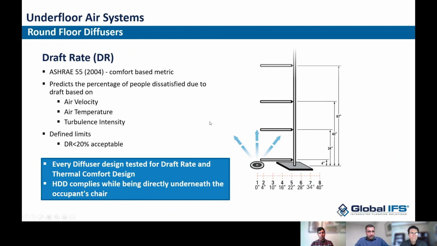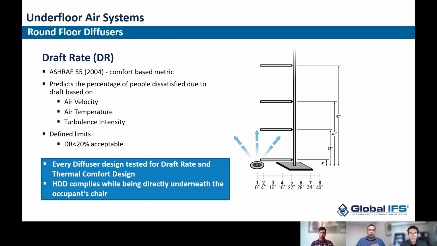A draft rate test has our diffuser designs measure velocity, temperature, and turbulent intensity going vertically up and horizontally away from the diffusers. What we found was, because of how slow the air comes out of the displacement diffuser, you could literally be sitting right on the diffuser with the chair directly above it, and the majority of your occupants, more than 80% of occupants, would still be comfortable and satisfied.